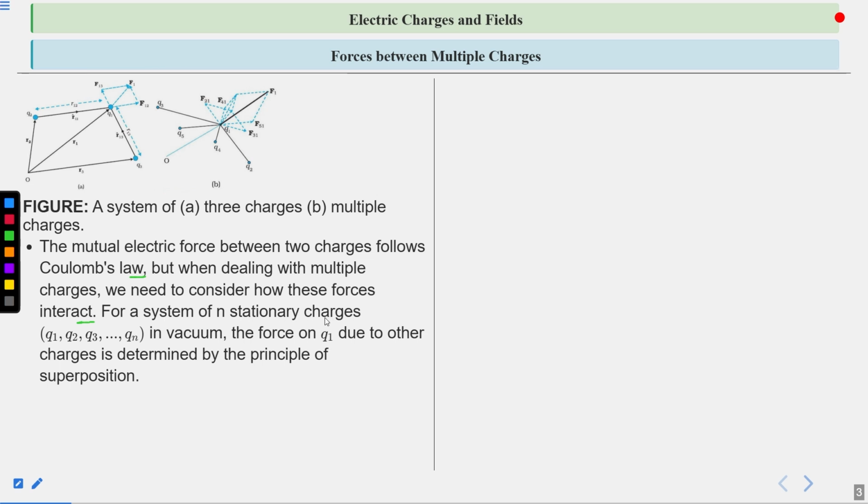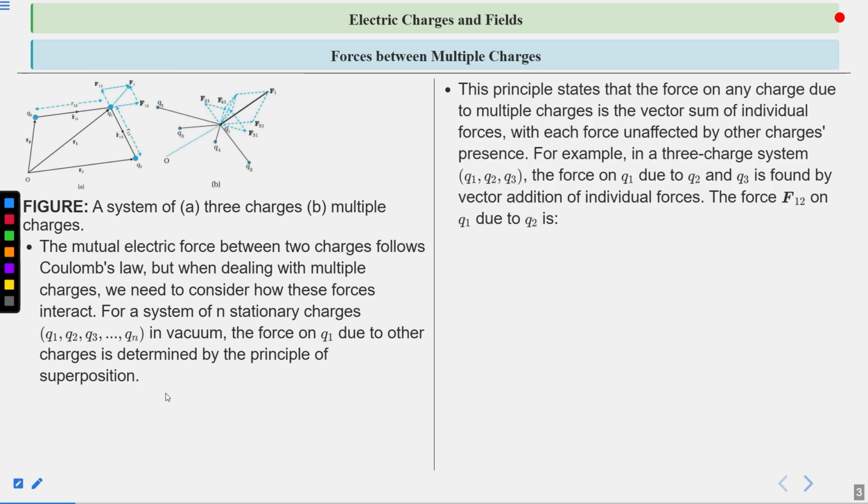For a system of n stationary charges, Q1, Q2, Q3 up to Qn in vacuum, the force on Q1 due to other charges is determined by the principle of superposition. So, using the principle of superposition, we can determine the force on a single charge due to other charges. This principle states that the force on any charge due to multiple charges is the vector sum of individual forces. This is the statement of the principle of superposition, with each force unaffected by other charges' presence.